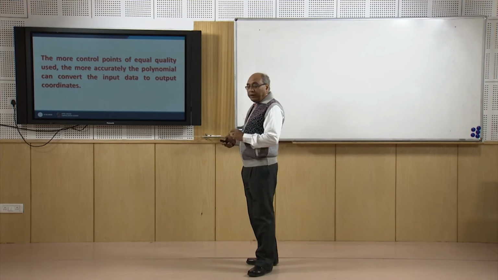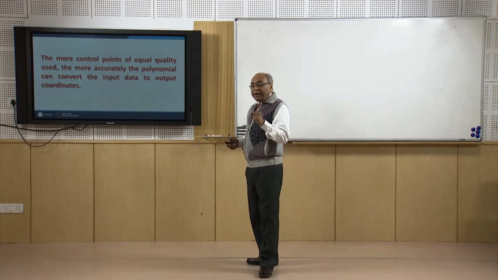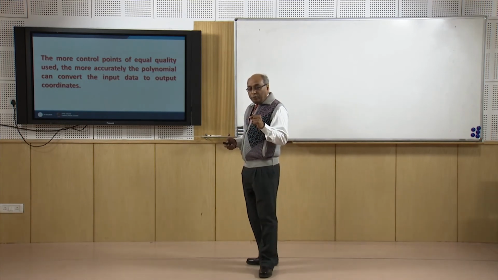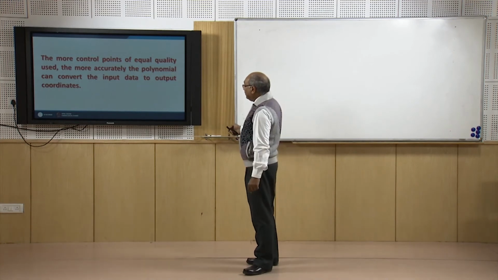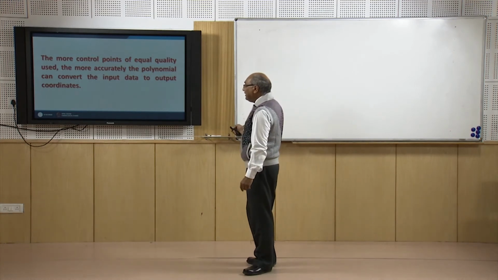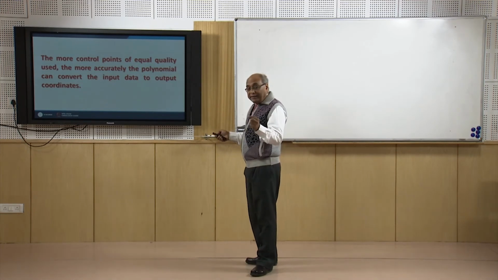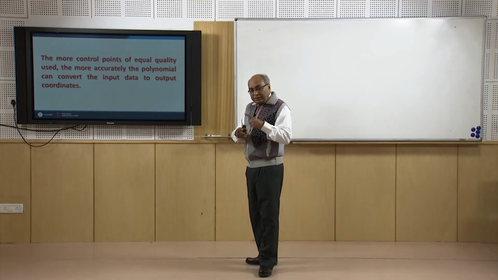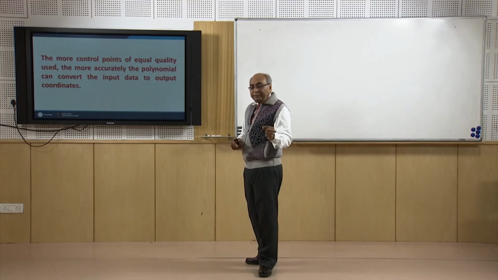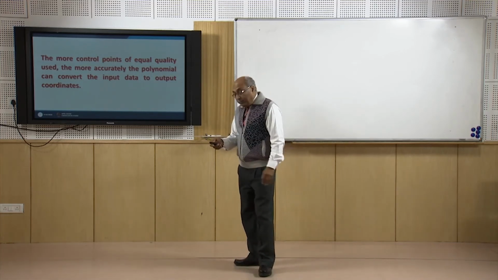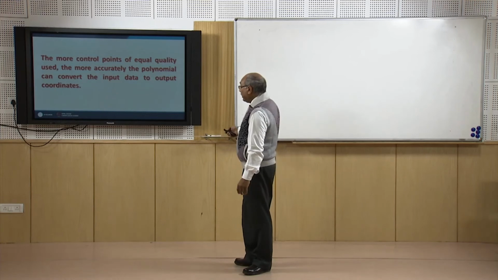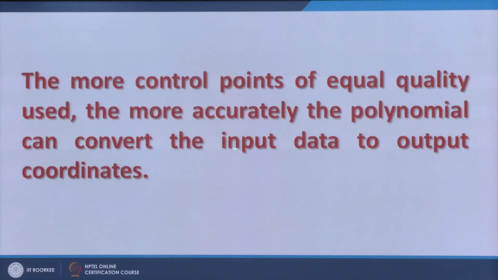More ground control points, that is why I mentioned multiplying by at least a factor of 2. So more ground control points of equal quality, meaning highly accurately collected with a high level of confidence that yes, these two road crossings are the same as I am seeing in the satellite image and in my master map, and used accurately, the polynomial can convert the input data into output coordinates.